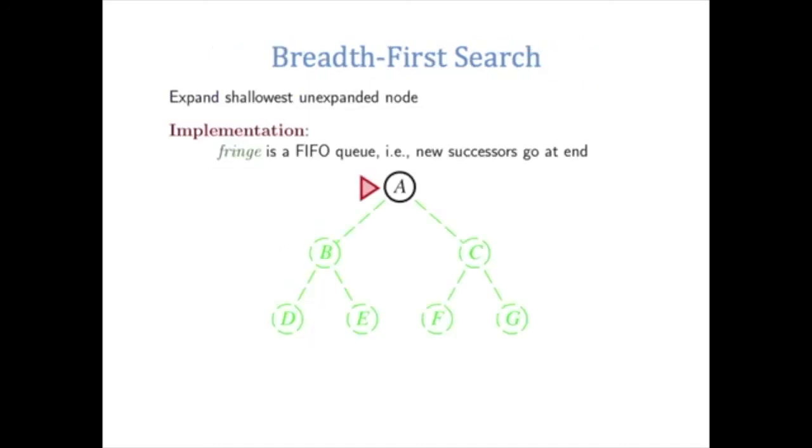So let's talk about breadth first search. Here the strategy is to expand the shallowest unexpanded node.